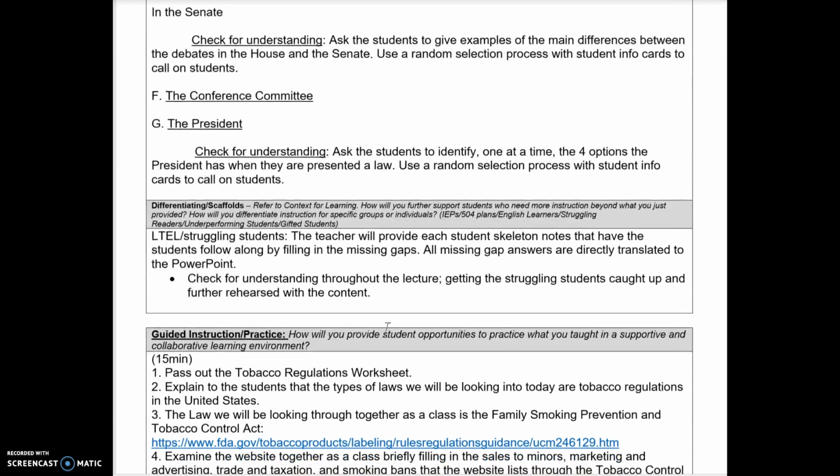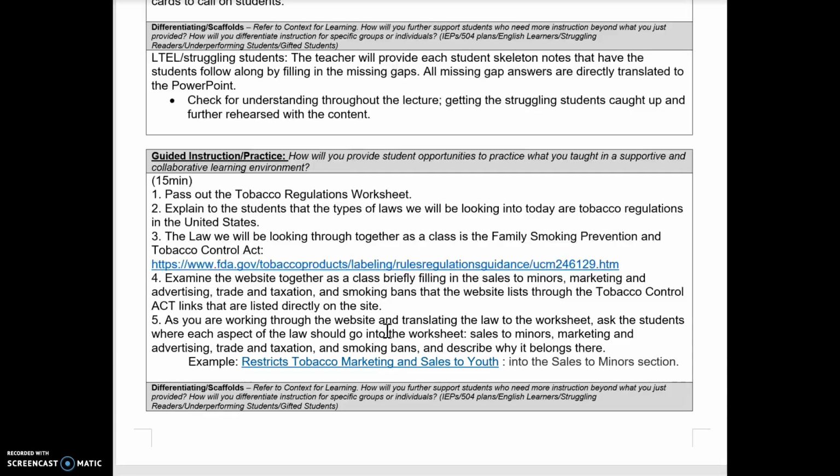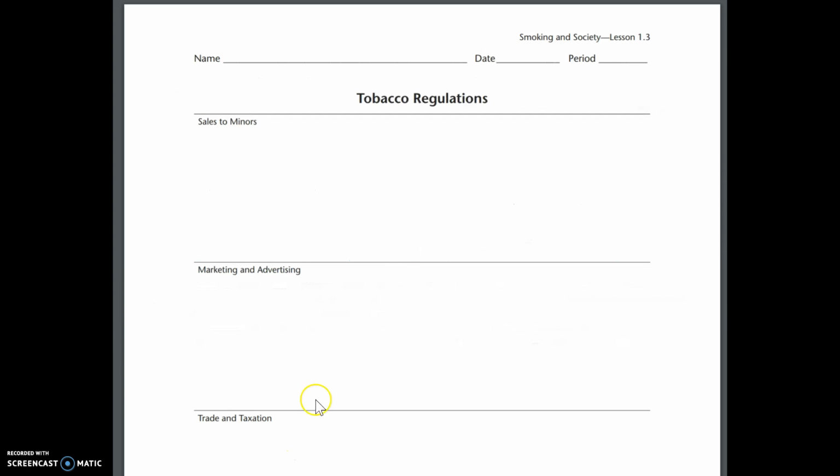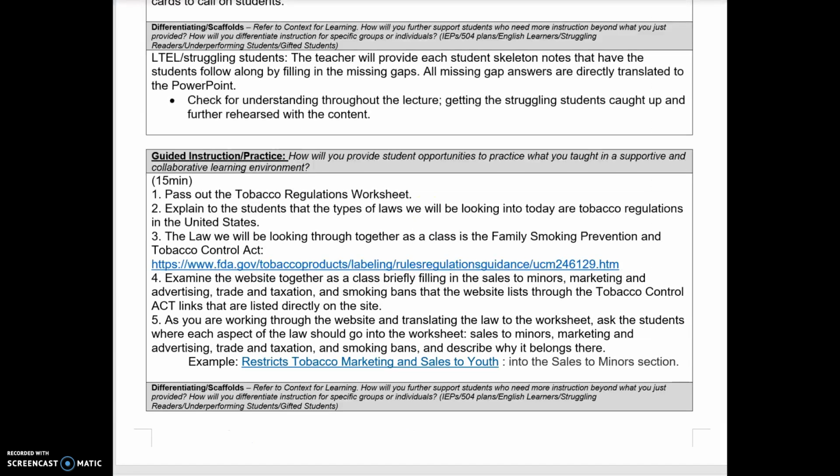For scaffolding, we set that the teacher will provide each student with skeleton notes that the students follow along by filling in the missing gaps, and all the missing gap answers are directly translated to the PowerPoint. And also the checks for understanding throughout the lecture are a scaffolding in themselves because we're getting the struggling students caught up on the information even if they didn't get it the first time. And then for our guided instruction and practice, we're going to pass out the tobacco regulations worksheet, which looks like this.